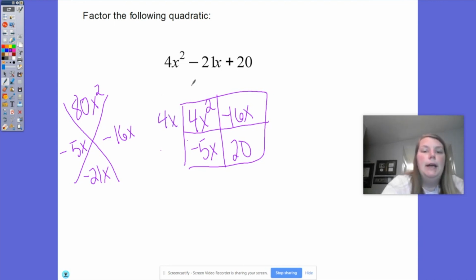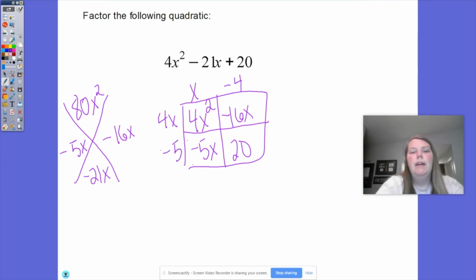4x times x would give us 4x squared. 4x times negative 4 would give us negative 16x. And x times negative 5 would give us negative 5x. And negative 5 times negative 4 would give us that 20.